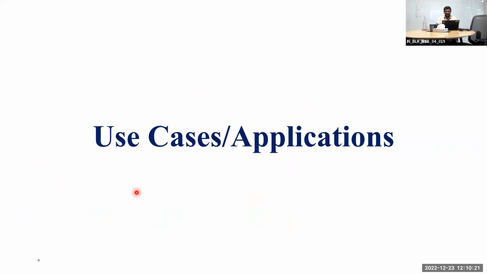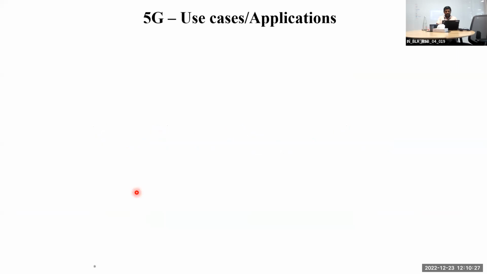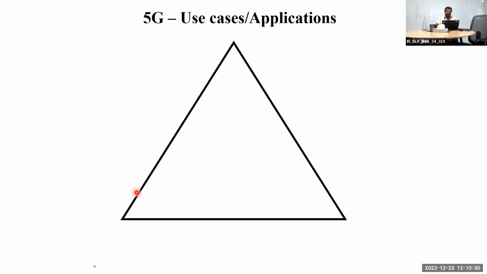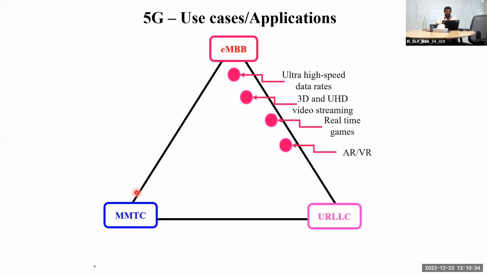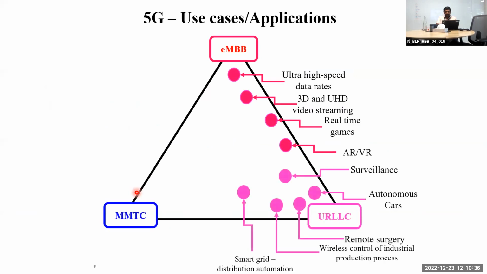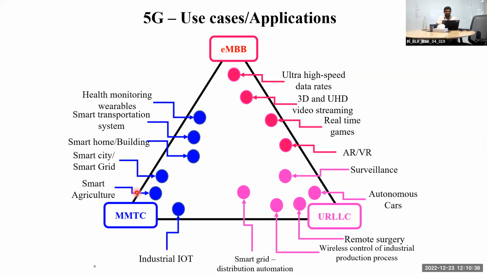Due to shortage of time, we'll straightaway move ahead with the use cases and applications. So 5G use cases, as I mentioned, the three-corner magic triangle: enhanced mobile broadband, URLLC, and mMTC, massive machine type communication. These are some of the applications I grouped based on the speed requirement and also the latency requirement.